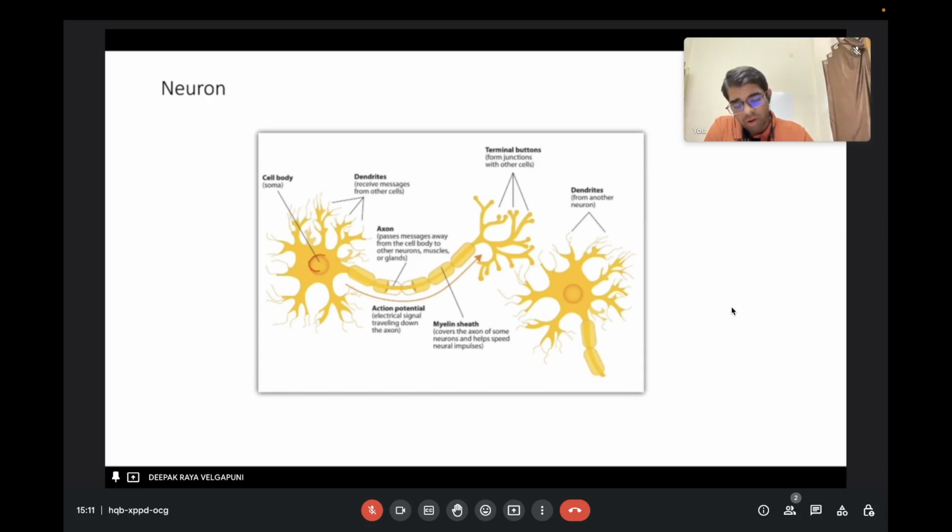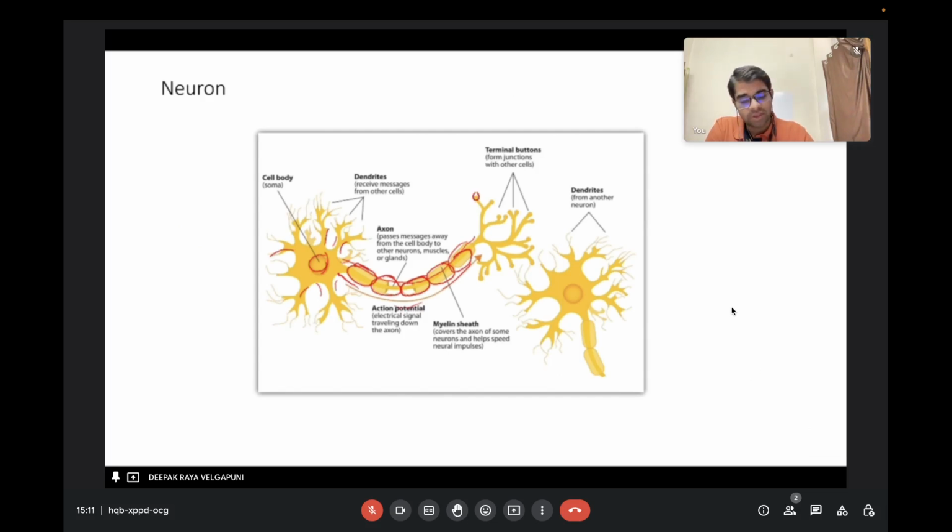So you have a cell body with projections like this, and on the side of the body you have these projections called dendrites, and a longer projection called axon, which passes the signal to the next neuron, which is covered with this fat based tissue called myelin sheath, and this helps in faster propagation of action potentials.